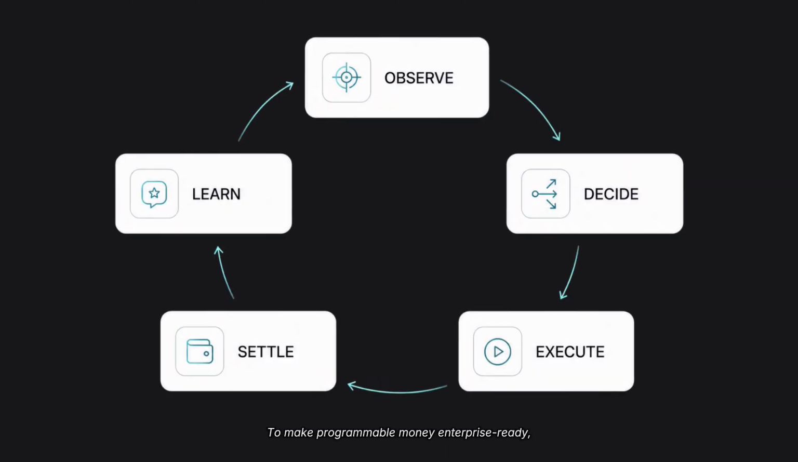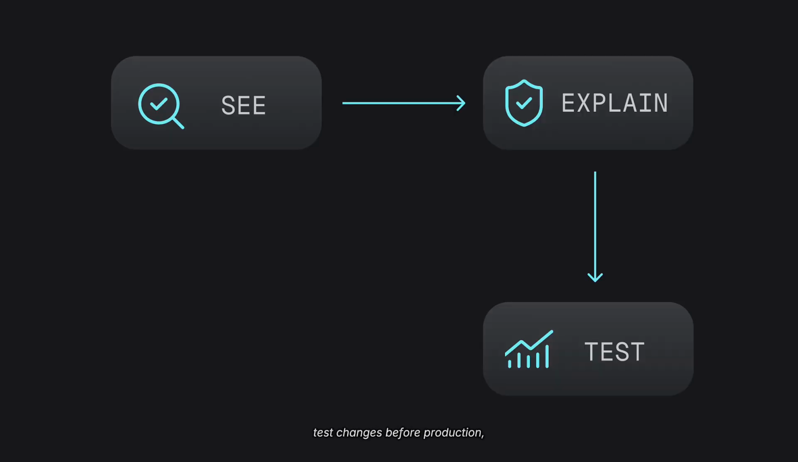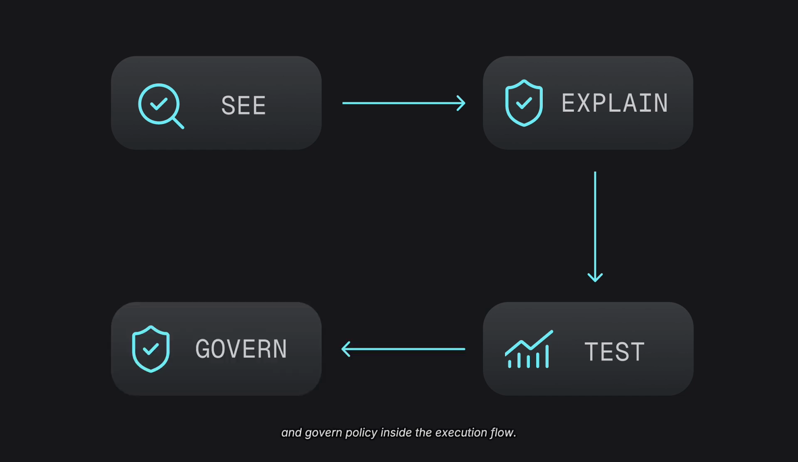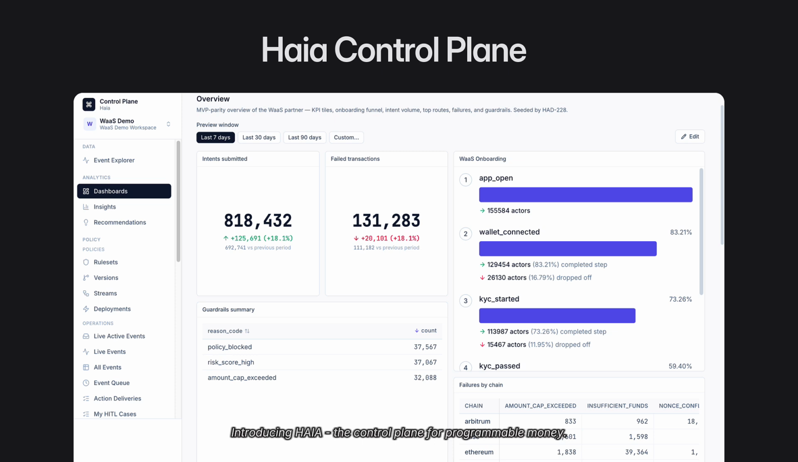To make programmable money enterprise-ready, teams need a control loop: see where execution breaks, explain why it failed, test changes before production, and govern policy inside the execution flow. Introducing Haia, the control plane for programmable money.